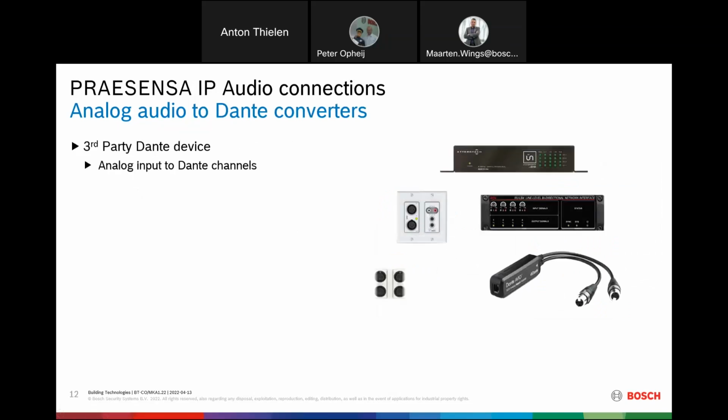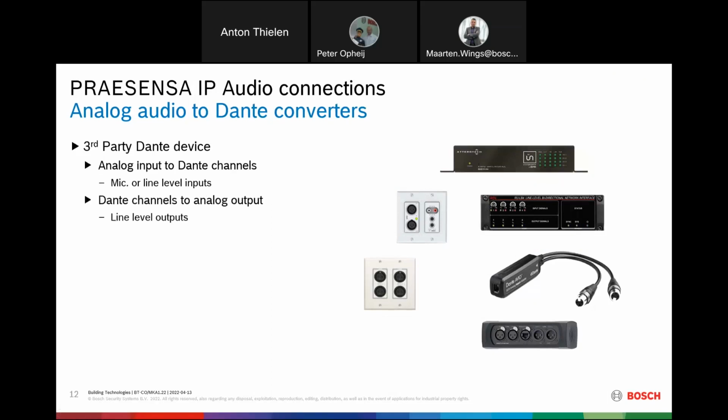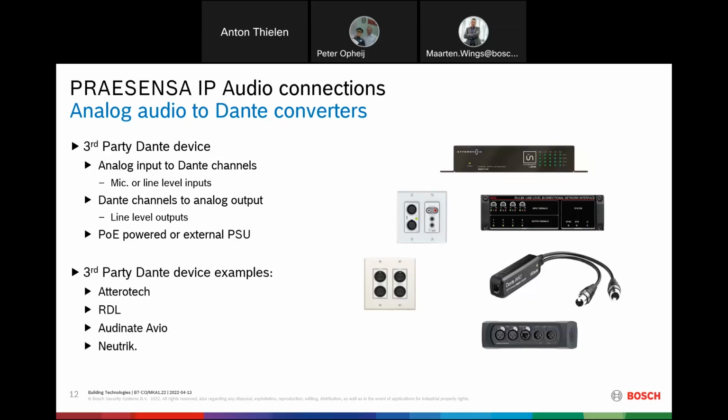And then we have a kind of third-party Dante devices. So we have the analog input to Dante channels, mic or line level inputs, and we have the Dante channels to analog output, line level outputs. All is PoE powered, or it can be through an external power supply unit. Some examples here from Neutrik, RDL, Attero Tech, and Ordinate.